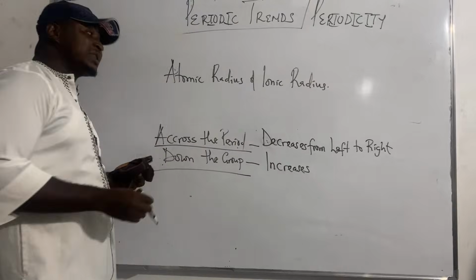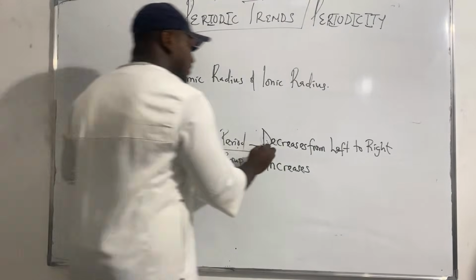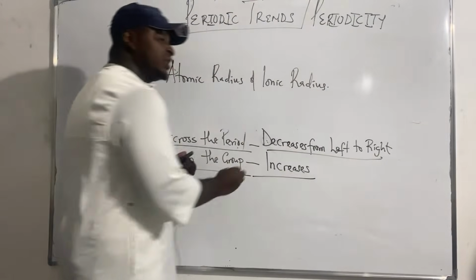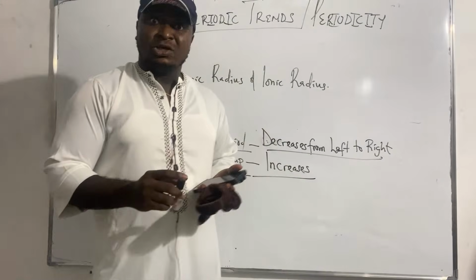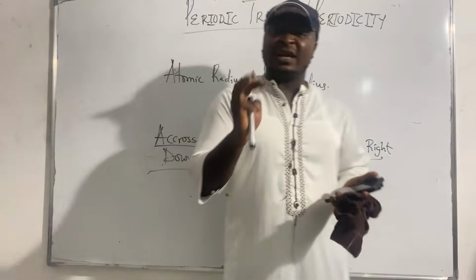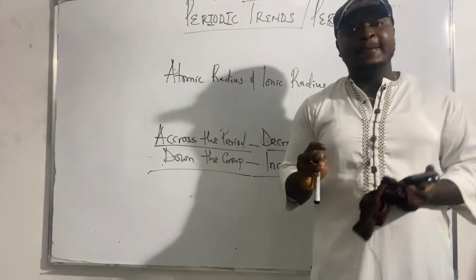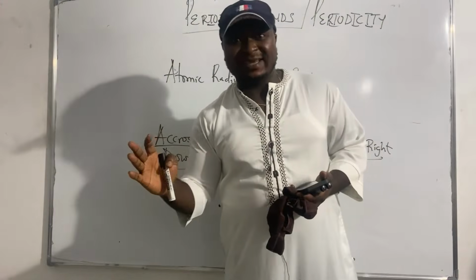Atomic and ionic radius, class, they have the same what? Trend, like electropositivity. You could be asked in the exam, which of the following properties have the same trend? So the first three have the same trend: electronegativity, electron affinity, and ionization energy. They have the same trend.